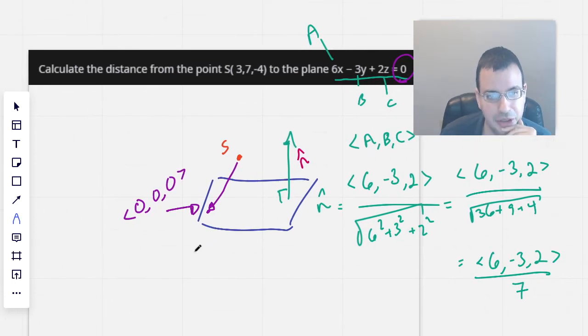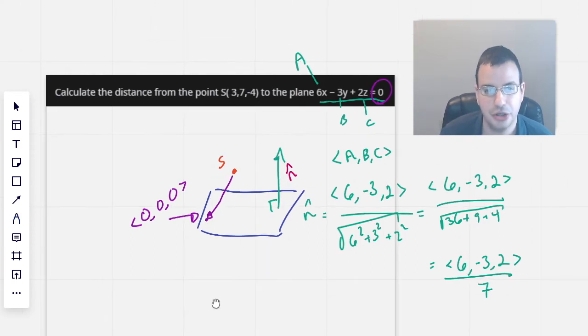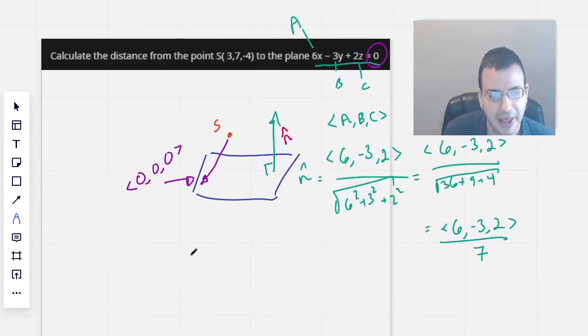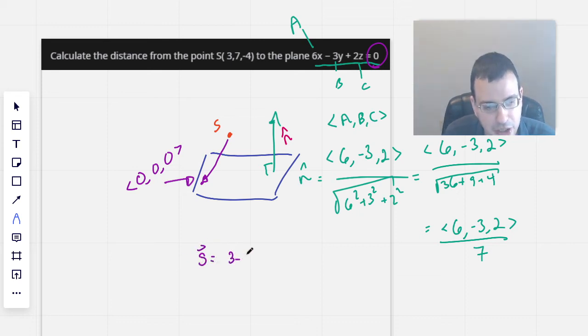Excellent. So now we have that established. We want to find a vector between S and the origin, (0, 0, 0). To do that, we're going to subtract the x value for S from 0, and so on. You'll see. I'm going to call this vector S, just for convenience. This will be 3 minus 0, 7 minus 0, negative 4 minus 0, which is going to give us (3, 7, -4).